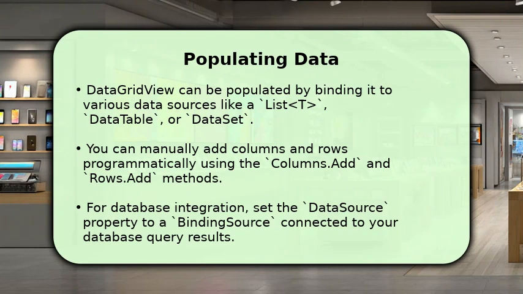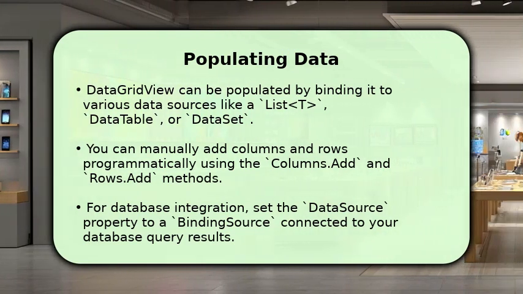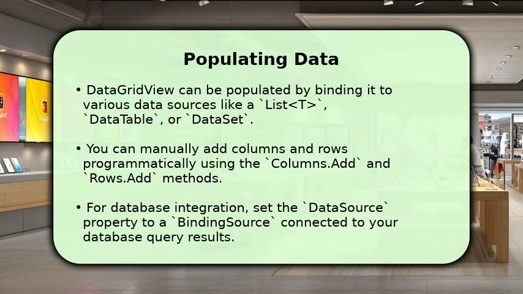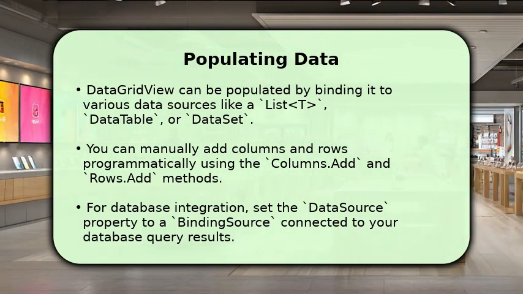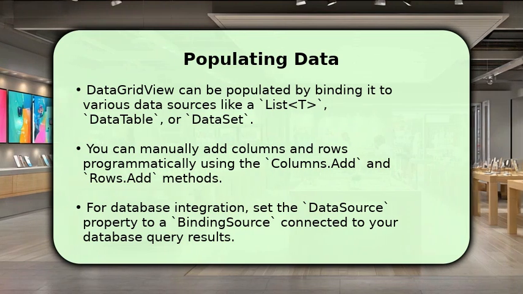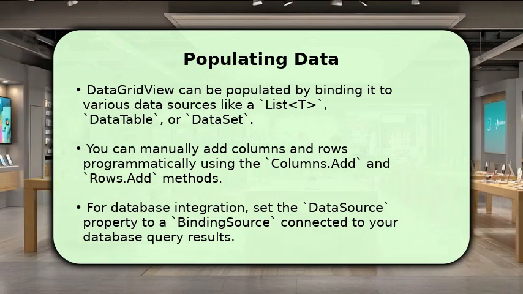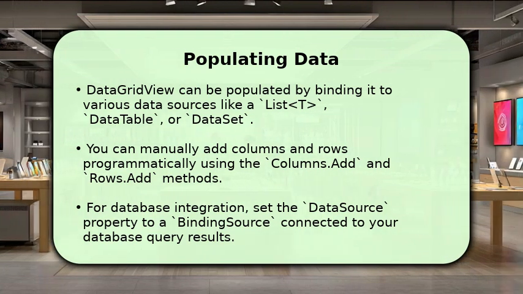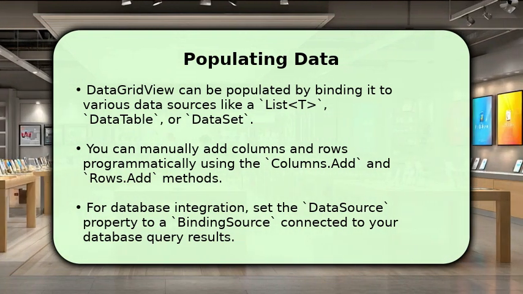Populating your DataGridView is straightforward. The most common method is data binding. Simply set the DataSource property to a collection like a list of objects or a DataTable. Alternatively, you can manually add columns and rows using the Columns.Add and Rows.Add methods, specifying cell values directly.